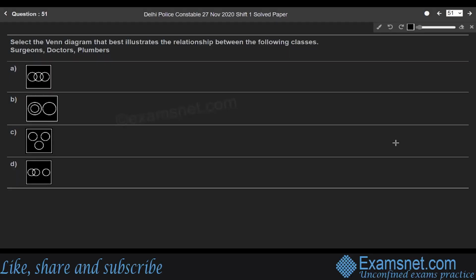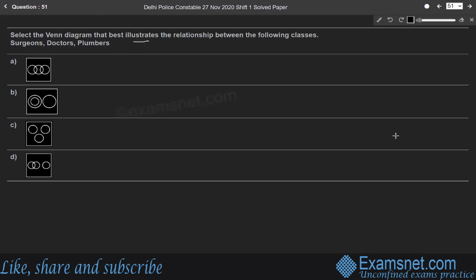Question 51. Select the Venn diagram that best illustrates the relationship between the following cases: surgeons, doctors, plumbers. Here, this diagram. In this, this part is of doctors, surgeons, and this is of plumbers.